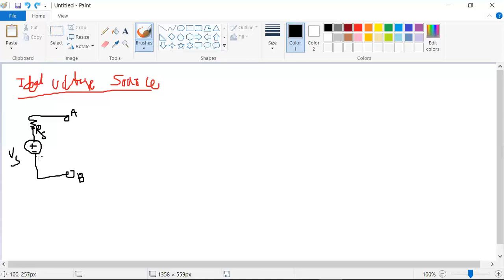Here the voltage source is Vs and the internal resistance is Rs. Between these two terminals, I'm going to connect the load resistance RL. Just assume this is RL. I'm connecting RL between these two terminals.